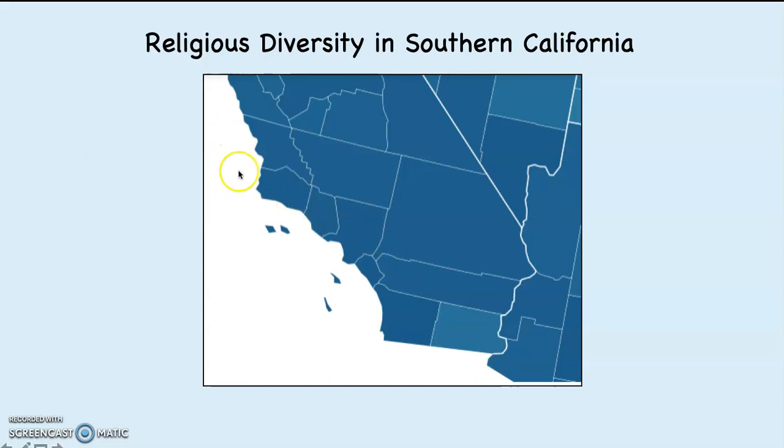So that area there, this is all considered Southern California. And notice that it is dark blue. It is indeed very diverse religiously.